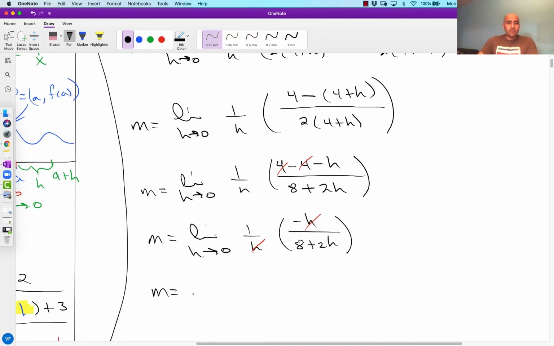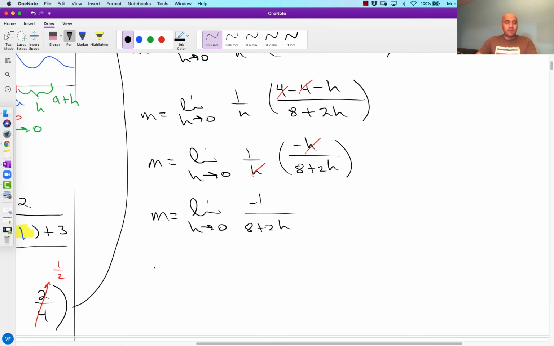What I have is m equals the limit as h goes to 0 of negative 1 over 8 plus 2h. And now from our work with limits, we know that the limit of a rational function is equivalent to evaluating that rational function at that point as long as we don't get a divide by 0, which we will not. If we put in h equal to 0, we get just the following. So m equals negative 1/8. That's what we get out of this.